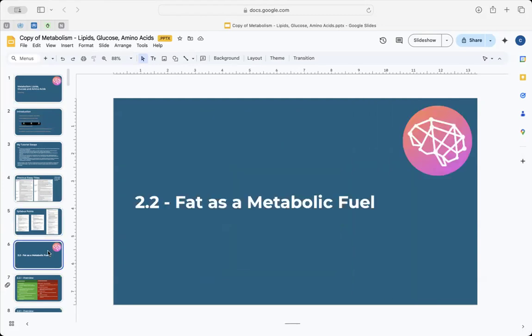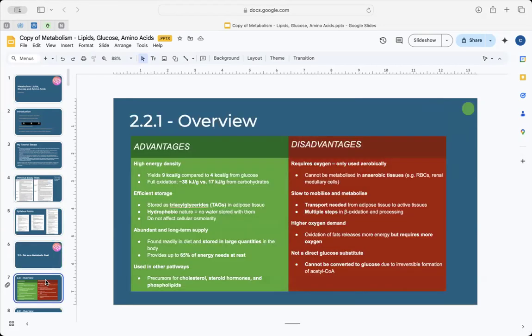So, fat as a metabolic fuel. The first bit of the syllabus is just an overview, so advantages and disadvantages, and they're all listed here. The advantages of using fat as a metabolic fuel are that it has a high energy density, it's efficient storage, it's an abundant and long-term supply, and it's used in other pathways.